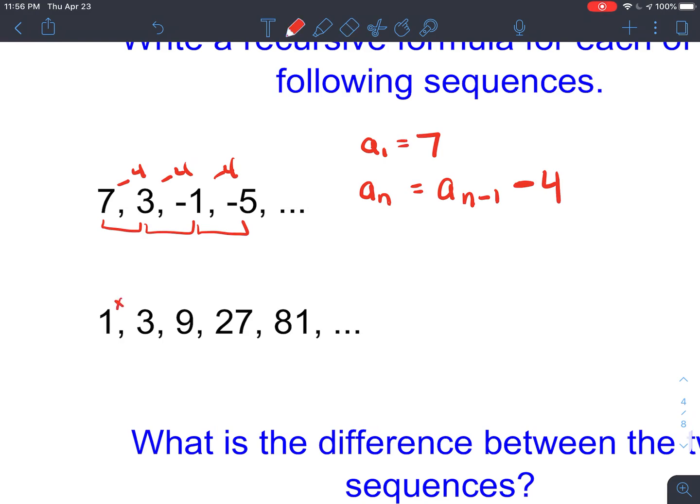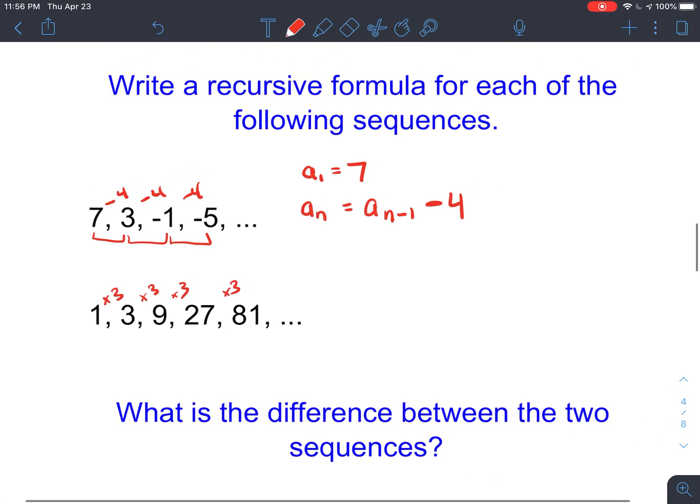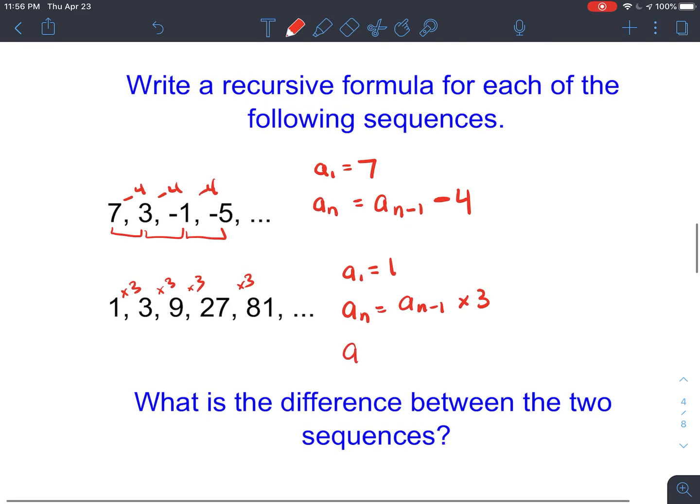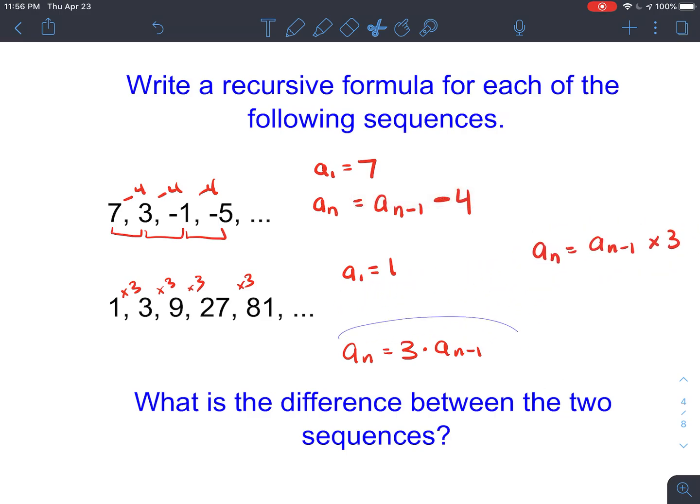What about the next one? 1 to 3, 3 to 9, 9 to 27. Hopefully you see that that's times 3. Okay, so if we're writing a recursive formula for this, we need our first term, which is 1, and then a rule to find a general term based off of the term before it. So what am I doing to the term before it? I am multiplying it by 3. You will often see that as a sub n equals 3 times a sub n minus 1. So we can actually move this over, and that would be the answer you would typically see on a multiple choice.